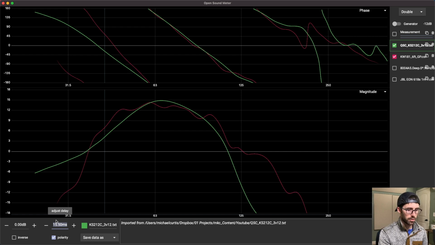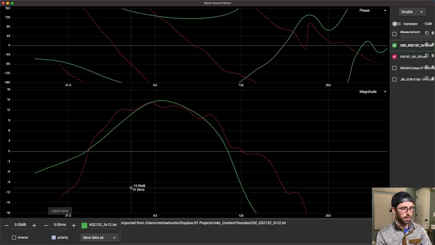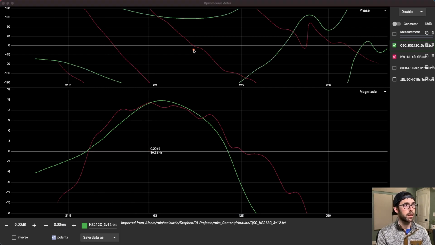If I take out all the delay, gotta remember 15.5, we can see right here that this is the flat part of the phase graph for the specific measurement. So that's where it's on time. The rest of it's ahead. Everything below it is behind. And that is close to between 80, 90 hertz.